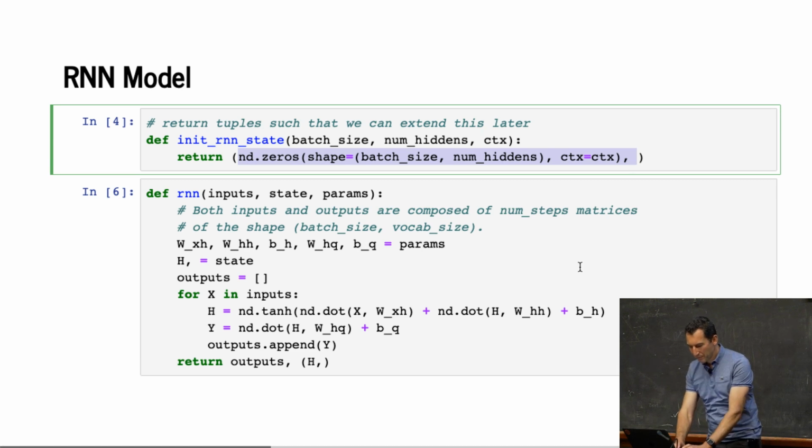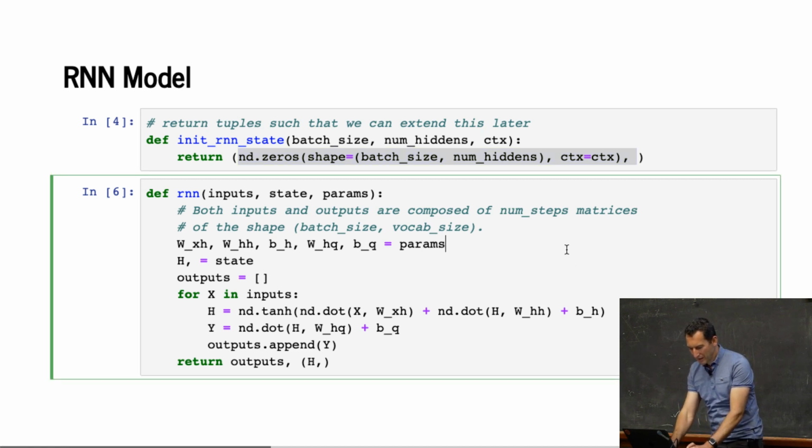Okay. And then the next thing is, well, we actually need to define our RNN cell. And so this RNN cell takes inputs, state, and parameters, and does something interesting with them. In particular, what it outputs is the corresponding outputs and the hidden state, how it changed. So let's actually go over that.